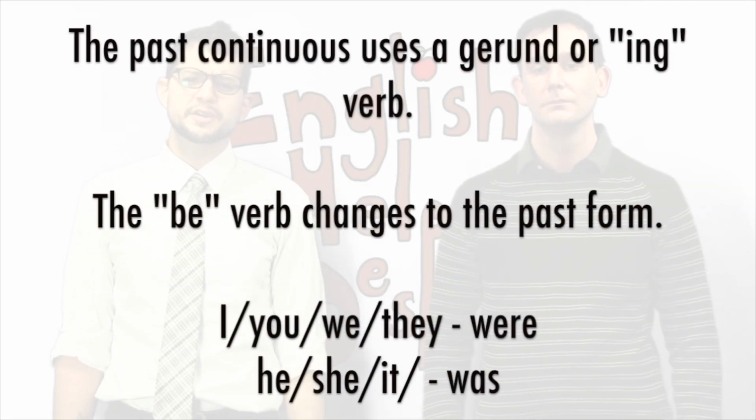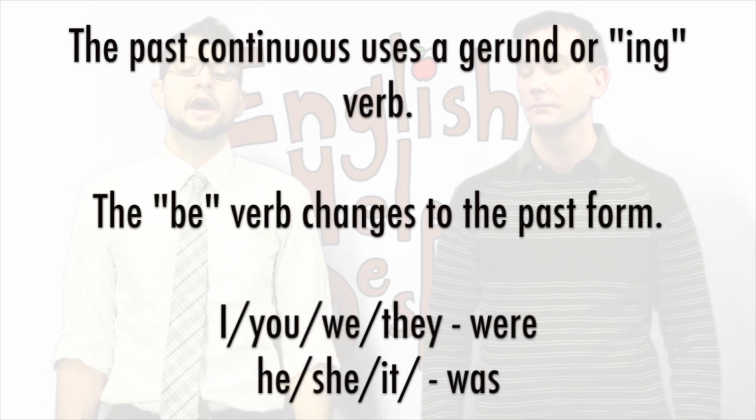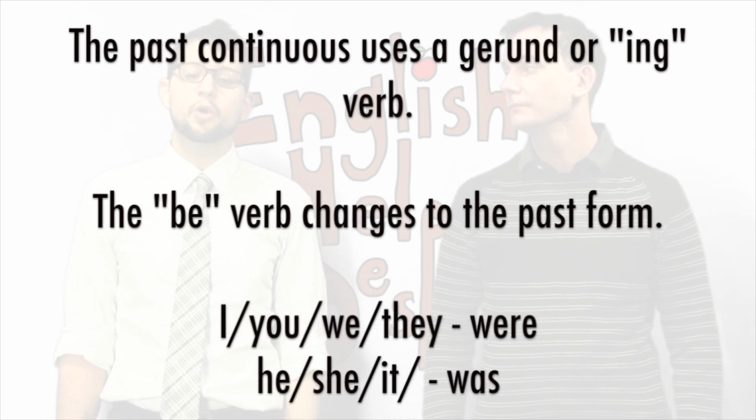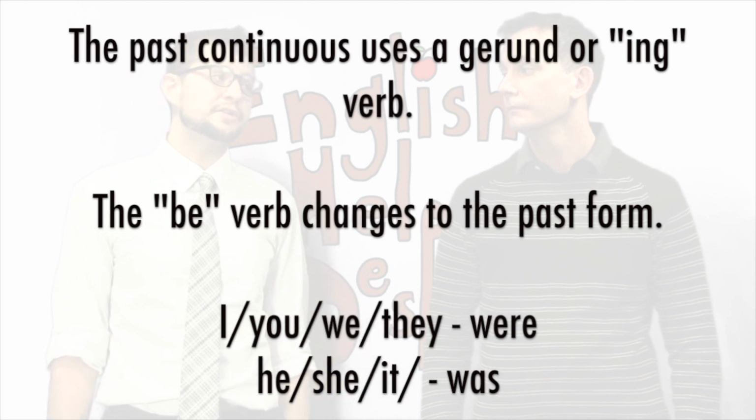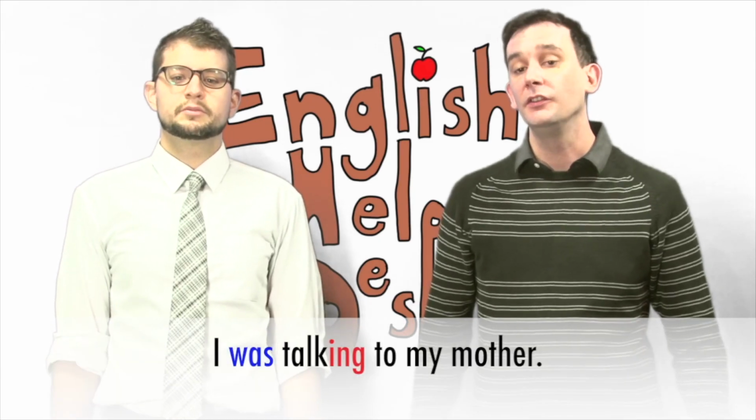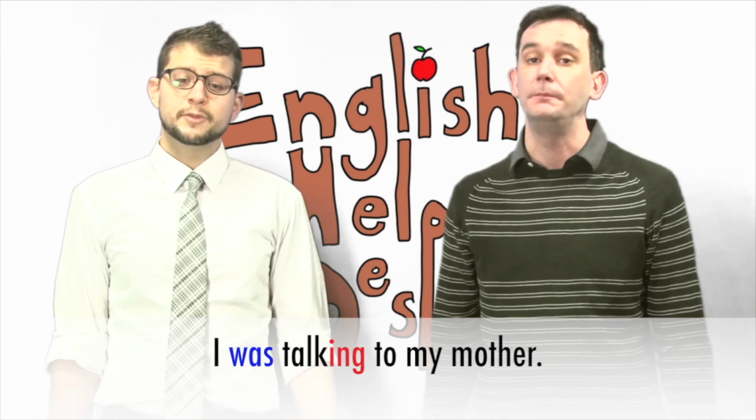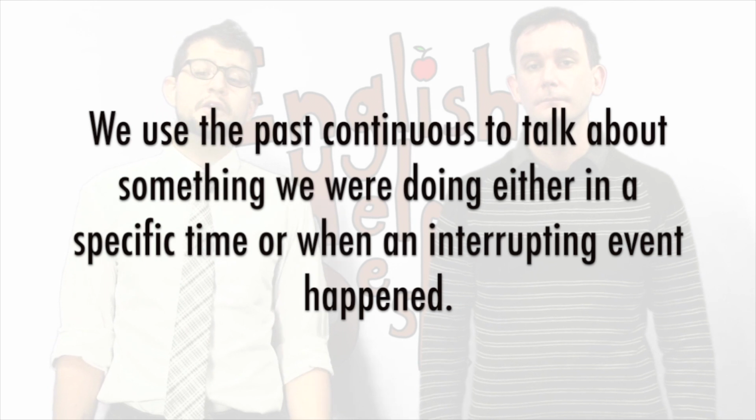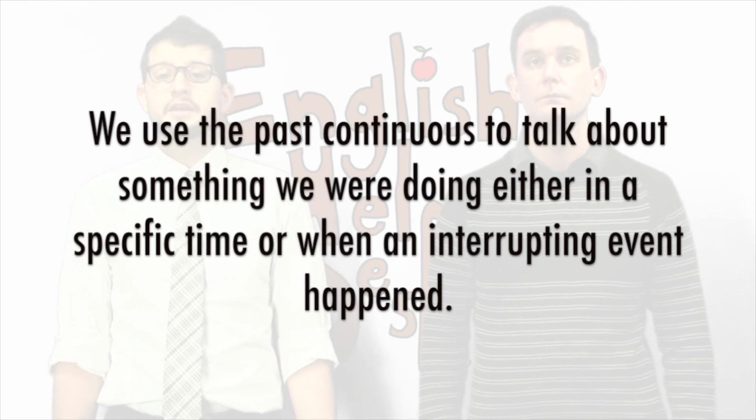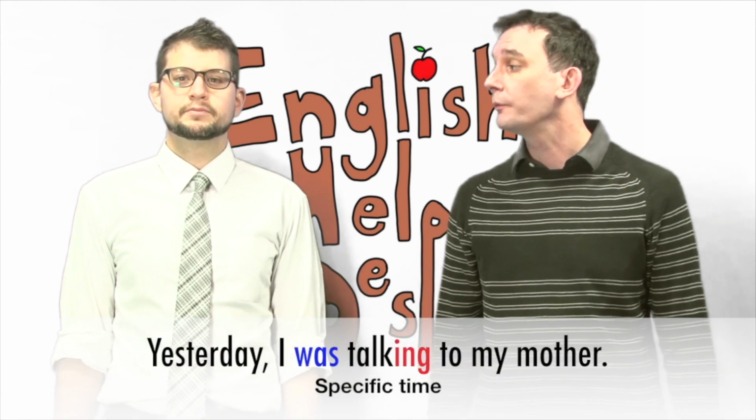The past continuous is similar to the present continuous in that it also uses a gerund or ing verb. But instead of a present to be verb, we use a past to be verb. So I can say, I was talking to my mother. Exactly. We use the past continuous to talk about something we were doing either in a specific time or when an interrupting event happened. Like, yesterday, I was talking with my mother.